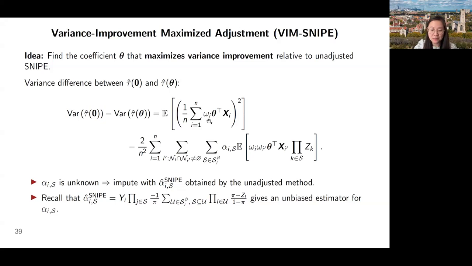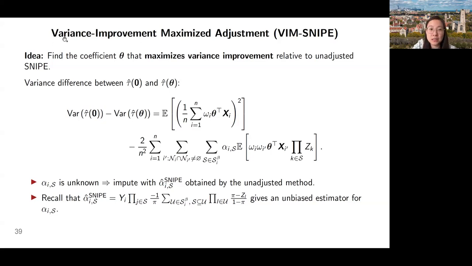Recall that we've talked about how we might want to estimate the alpha. We have this estimator alpha hat SNIPE, where we take this zi minus pi thing, multiply things on both hand sides, and that's where we got the unbiased estimator for the alpha. So in a way, we have good unbiased estimators for the difference of the variance for the first order alphas, and thus for the difference of the variance. This becomes our proposal for finding the coefficient: we want to find the coefficient that maximizes the variance improvement relative to the unadjusted SNIPE estimator.